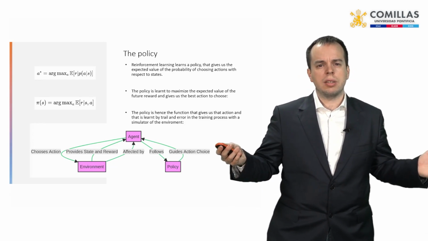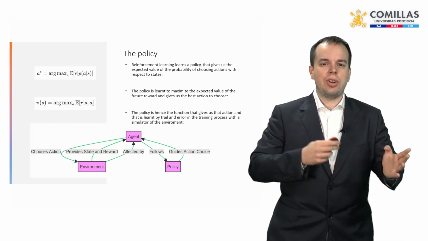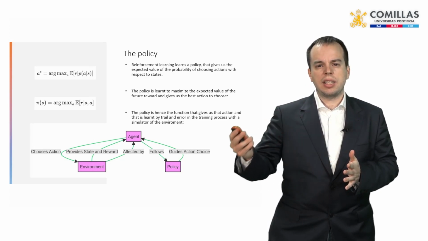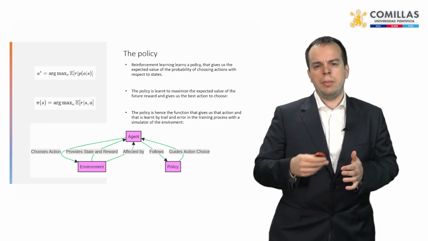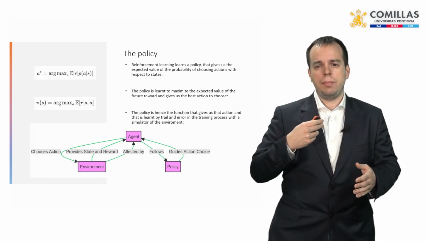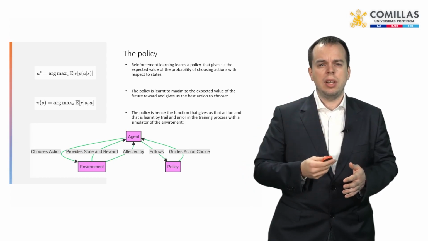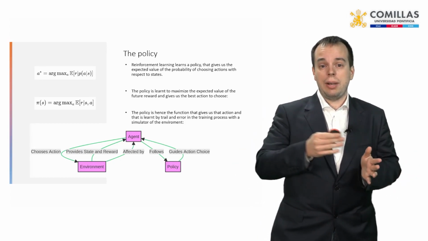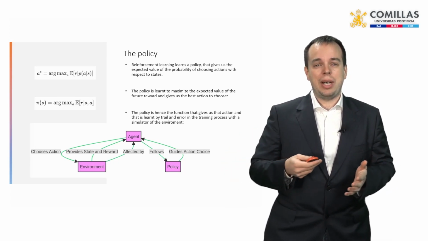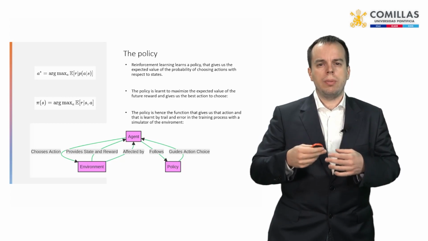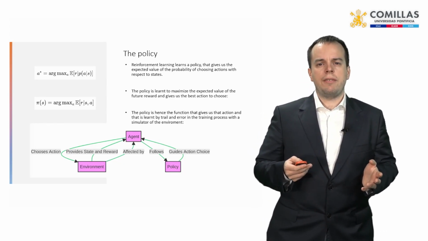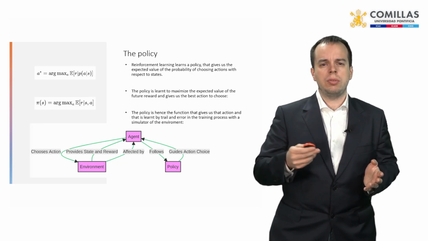How is this policy learned? Well, it's through a process of trial and error during the training phase. The agent interacts with a simulator of the environment, making decisions, observing outcomes, and gradually refining its policy based on the feedback it receives. It's like learning to ride a bike. Initially, there might be a few wobbles and falls, but over time, the rider learns how to balance and move forward effectively.